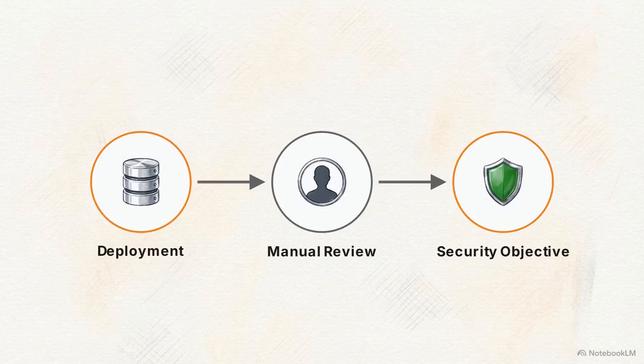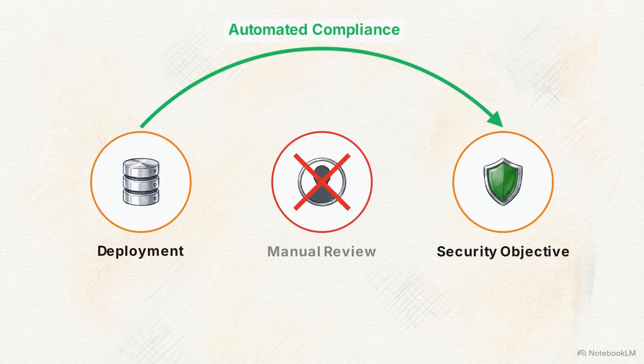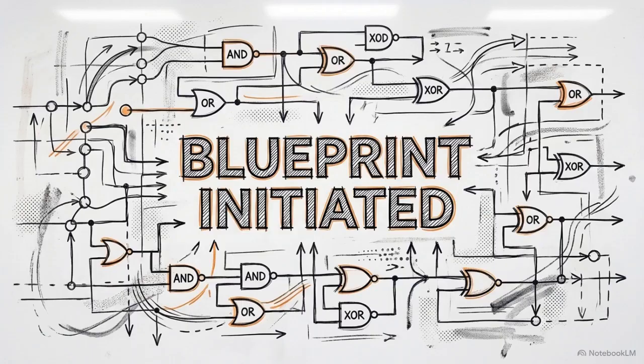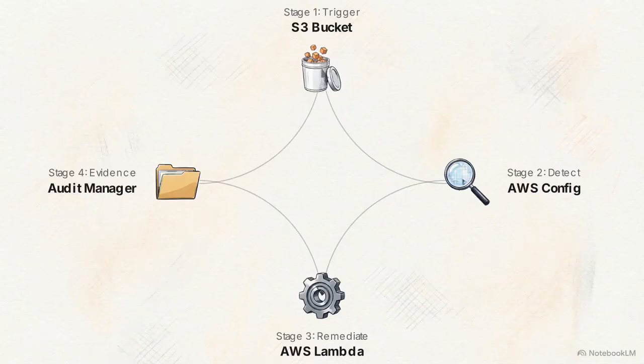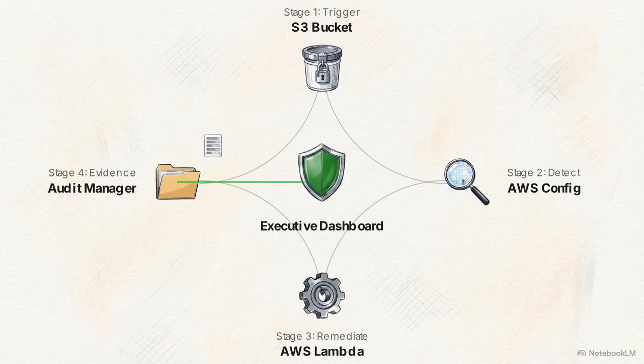To fix this, we need to take the human element out of the loop. Today, we are going to build a continuous, automated AWS compliance engine. This shows exactly what we're building. First, we deploy guardrails to detect threats like public S3 buckets. Second, we set up auto-remediation to fix misconfigurations instantly. And third, we automate evidence collection to feed right into a real-time executive dashboard.